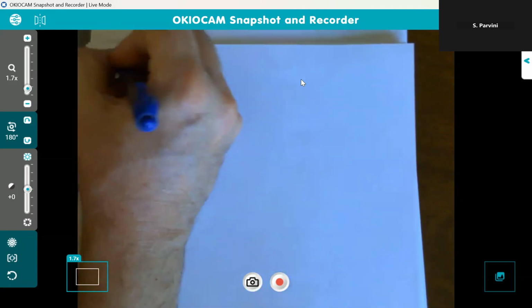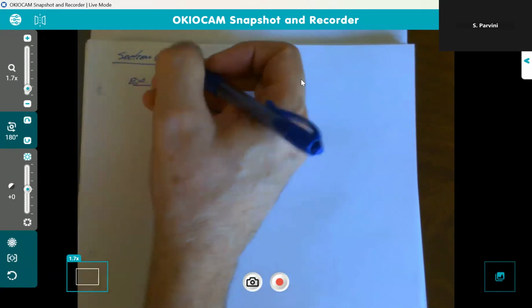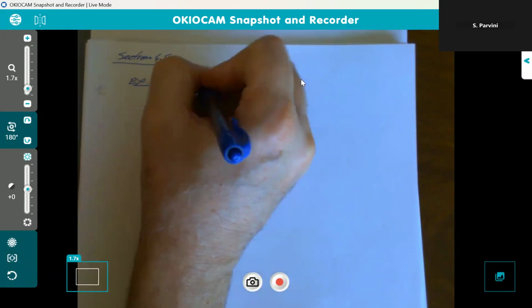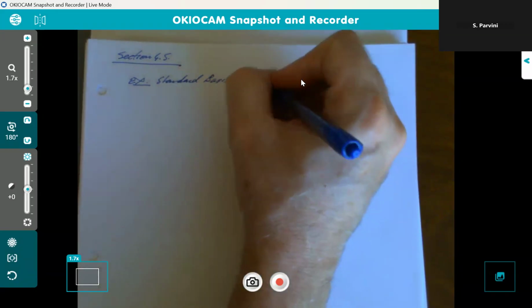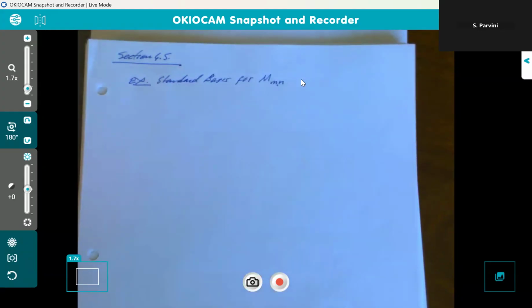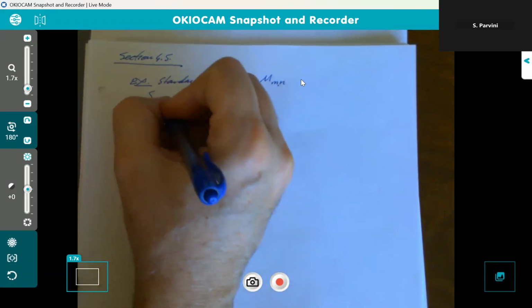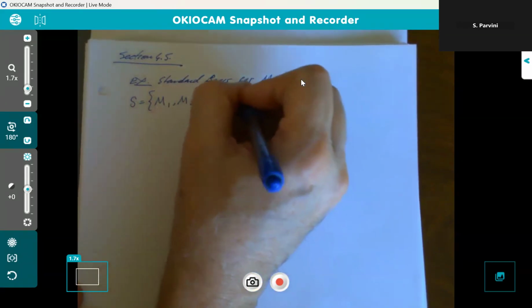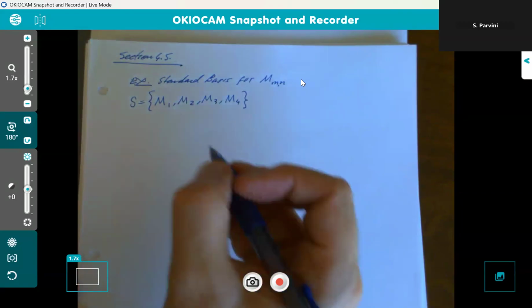So for this next example, we are again in section 4.5. I'm going to look at the standard basis for all matrices that are m by n. Now my set B is made up of these four matrices, M1, M2, M3, M4. What do the M's look like?